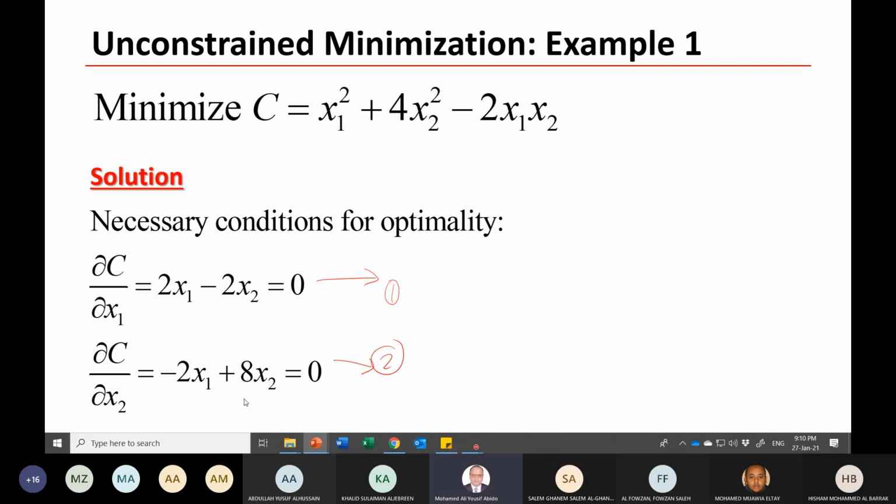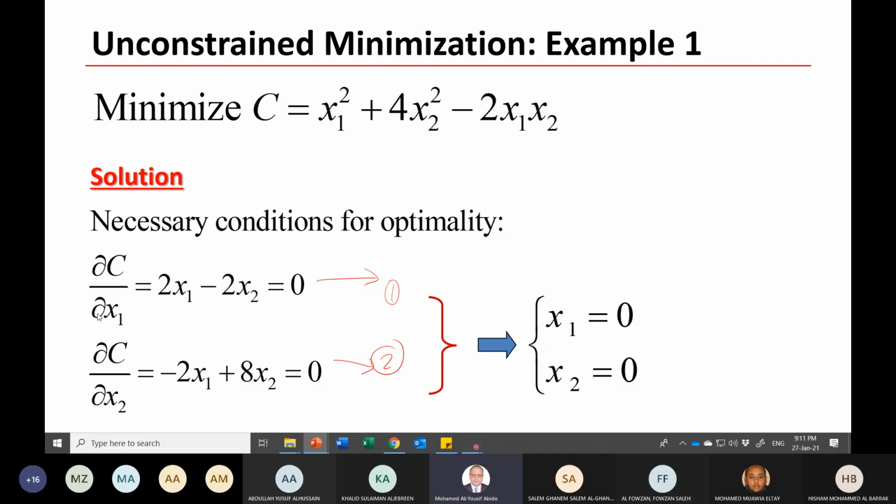If these are nonlinear functions, you may need the Newton-Raphson method or Gauss-Seidel method to solve. So the solution of this is definitely 0 and 0. If you add them up, it becomes 6x2 equal to 0. So x2 equal to 0, and substituting we get x1 equal to 0. So this is the stationary point that we have in this function. This is the only stationary point.